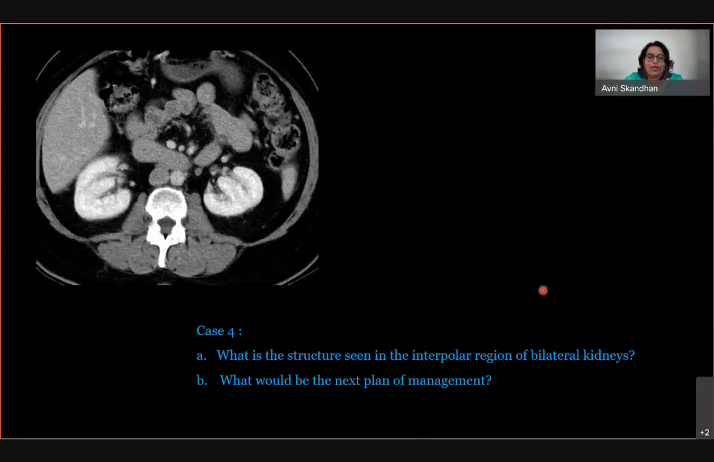Okay. Now, this is cross-sectional imaging. This was done for something else entirely, but this is the section right through the center of the kidney. You're seeing 2 structures in the middle of the kidney. What are those structures? And what are you going to do about them?